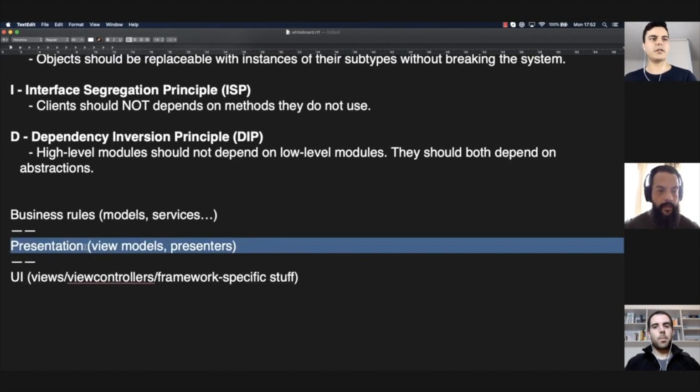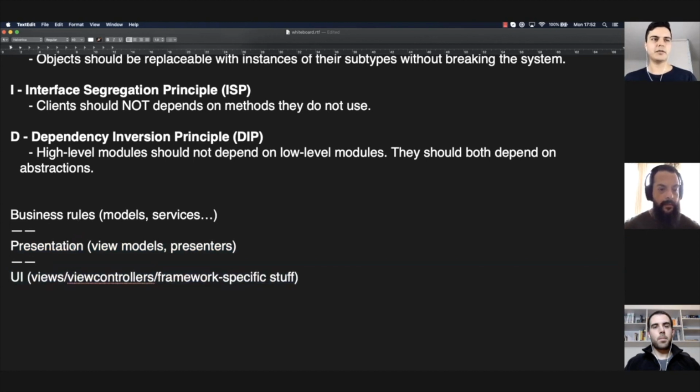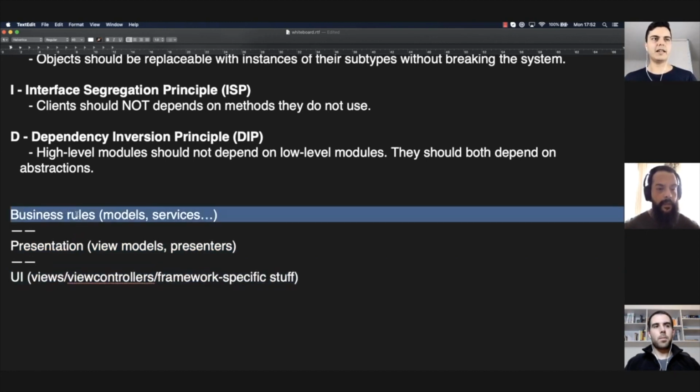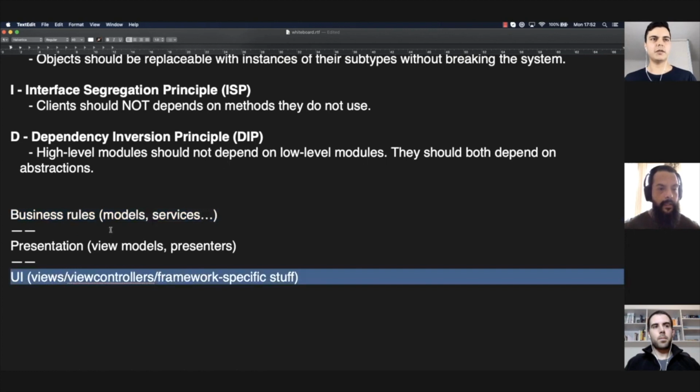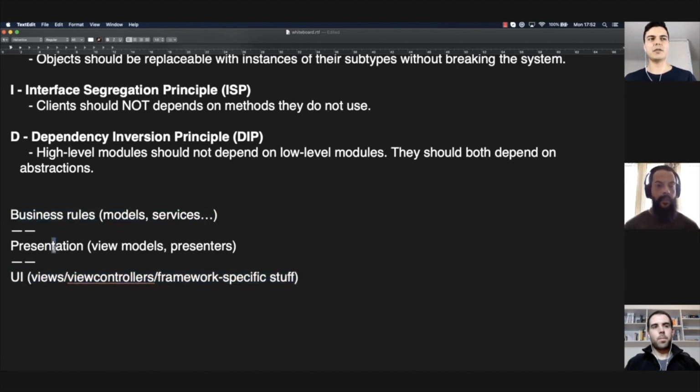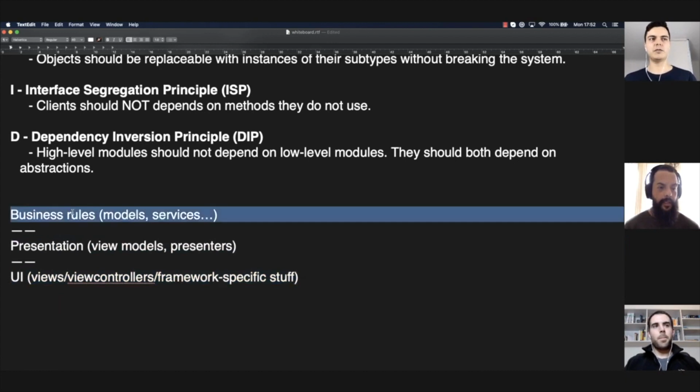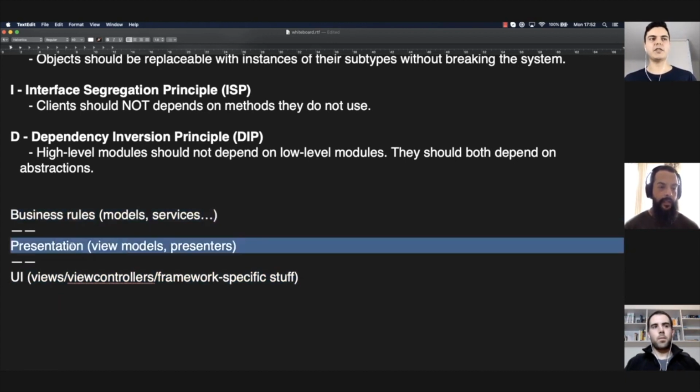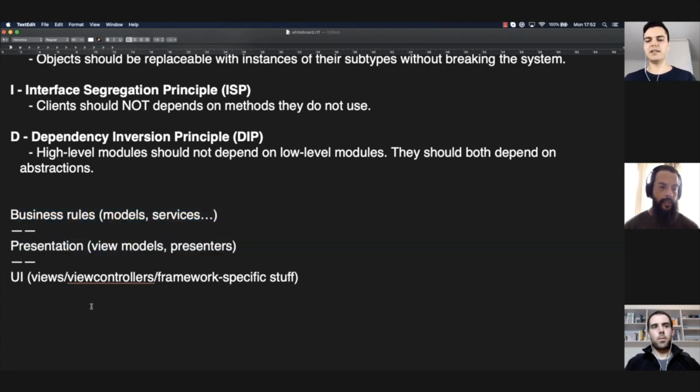Now the presentation layer depends on the business rules, and the UI layer depends on the presentation layer. So high level at the top, low level at the bottom. You don't want the UI depending directly on the business rules. You want it to know only about the layer above. So the UI knows about the presentation, which knows about the business rules. Got it. Now, the business rules don't know about anything below them. The presentation doesn't know about anything below it. And this is a way you can structure the layers in your application.